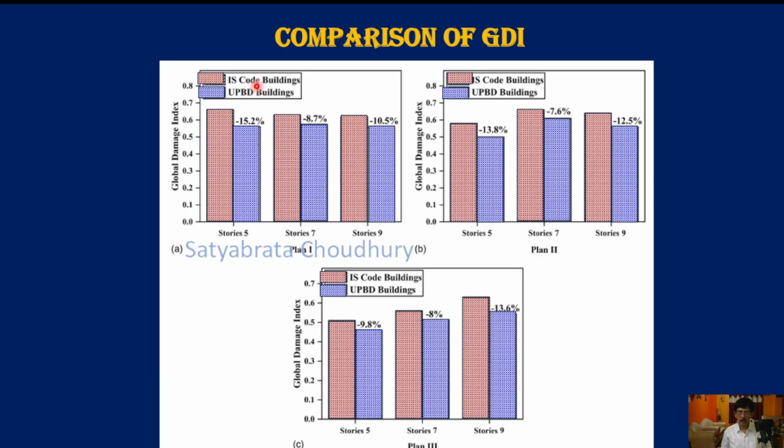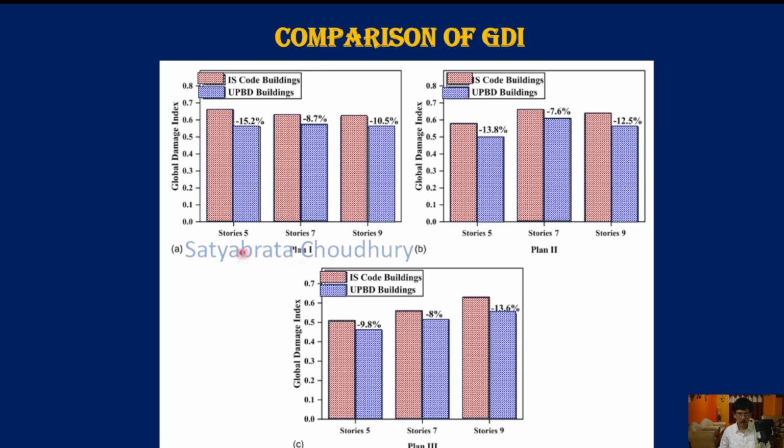Now let us compare the global damage index, GDI. GDI is obtained from the story damage index and the formula we have discussed in previous videos. Here also the red hashed lines are for the IS code buildings and blue hashed lines are for the UPBD buildings. Everywhere the global damage index is higher for the Codal buildings. The amount they deviate from each other is shown here, 15% lower, 8% lower, and so on.